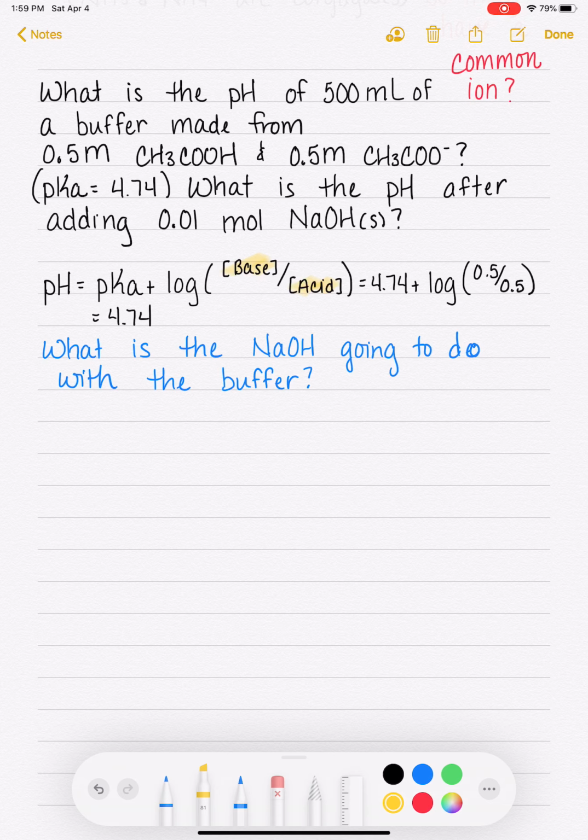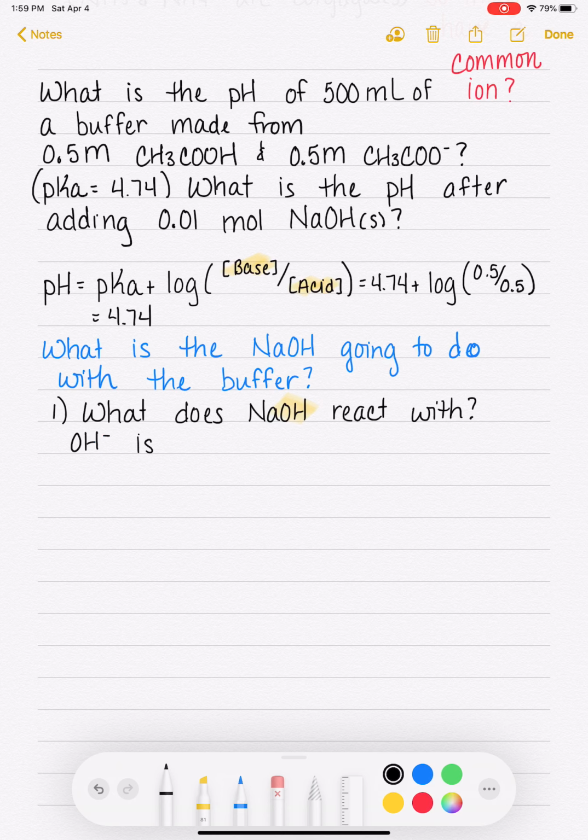So the first thing that we have to do is figure out, what does the NaOH react with? And in order for you to be able to answer this question, you have to recognize that NaOH is a source of hydroxide, OH minus, and that is a strong base, which means that it reacts with the buffer's acid.